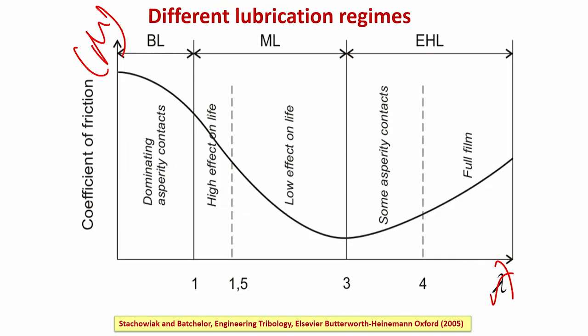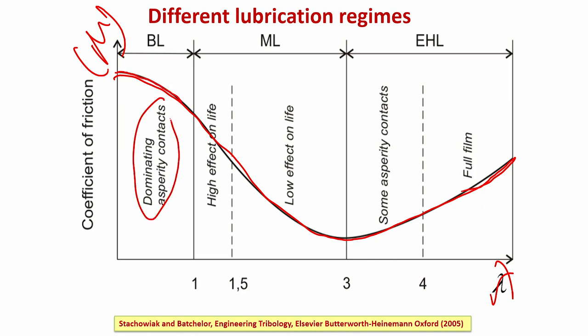And if you plot the coefficient of friction as a function of lambda, again it shows a very non-linear manner. It essentially decreases, and to a significant extent, followed by a very small increase in the coefficient of friction in the elastohydrodynamic lubrication regime. And in all of these, you see that the mechanism of the surface interaction also changes.